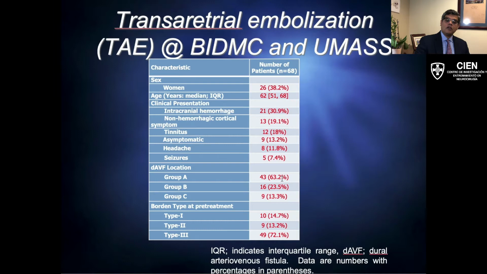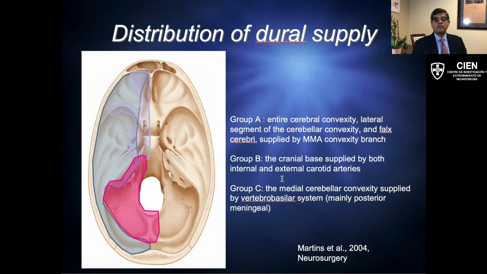Now, going on to describe how we classified the groups, it is based on the paper from Martins, from Dr. Rosen's group, published in 2004. We looked at the entire cerebral convexity, the lateral segment of the cerebellar convexity, and the falx, which is supplied predominantly by the middle meningeal artery.